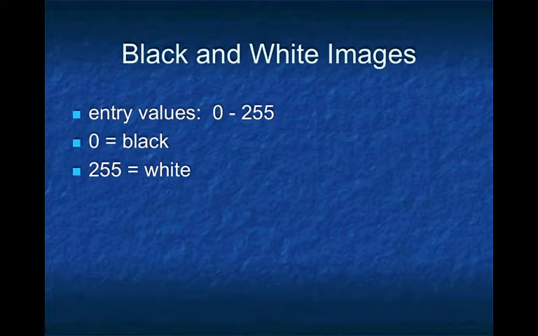Black and white images can go from 0 to 1 or 0 to 255. If it's 0 to 255, it's integer values. Again, 0 is black, 255 is white. If you're on the 0 to 1 scale, then clearly it's not just integers, it's any number between 0 and 1.